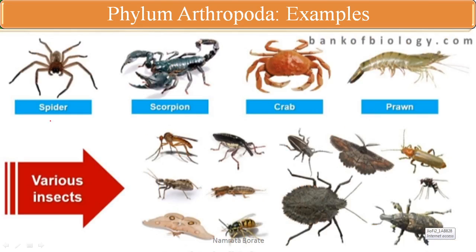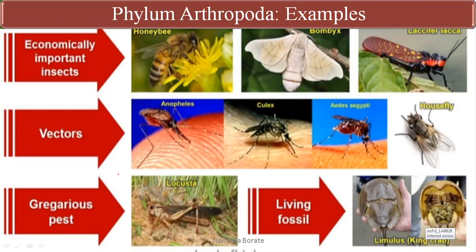This phylum Arthropoda includes organisms like the spider, scorpion, crab and prawns. And various insects are also included, like butterfly, honeybees, beetles, moth. Next about the economic importance, the organisms of this phylum are classified into distinct categories. First one is economic importance, insects like the honeybee, Bombyx and lac insects. Then vectors, means they are responsible for causing some diseases like malaria and filariasis. These are vector-carrying members of Arthropoda.